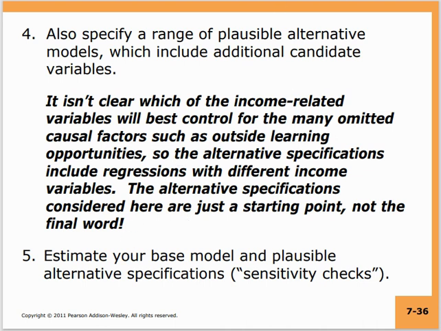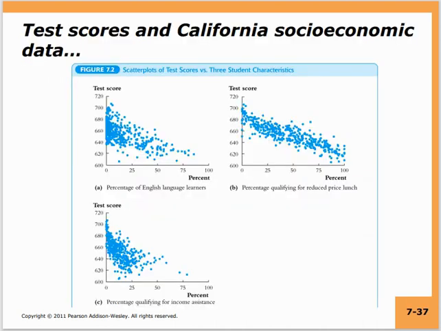Estimate your base model and plausible alternative specifications. So you build many models. If you look at test scores and California socio-economic data, if you look at percentage English learners and test scores, you find that as the percentage English learners becomes higher and higher, that is, these are the districts which have many students who are weak in English, the test scores become lower and lower. So test scores are negatively correlated with percentage English learners. This we have seen before.